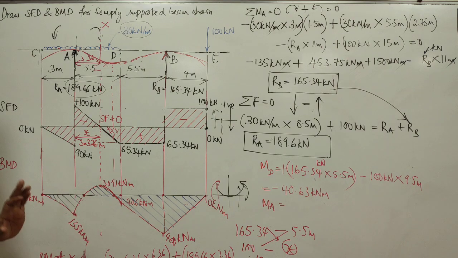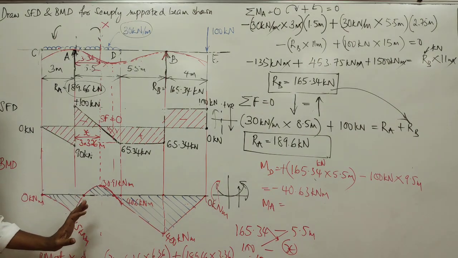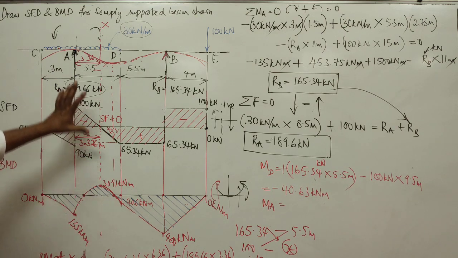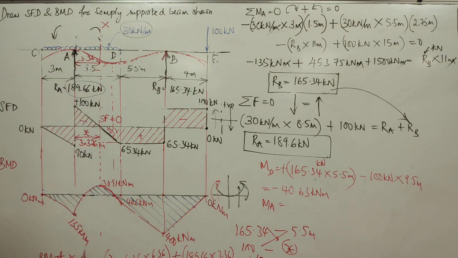You don't have to find contraflexure unless it is asked in the numerical, because finding this will lead to a quadratic equation, solving a quadratic problem. So with this, the problem is finished, because we have drawn the SFD and BMD as it was asked.